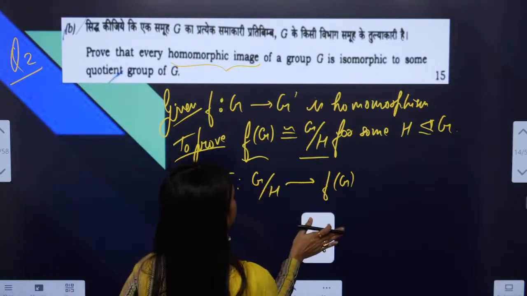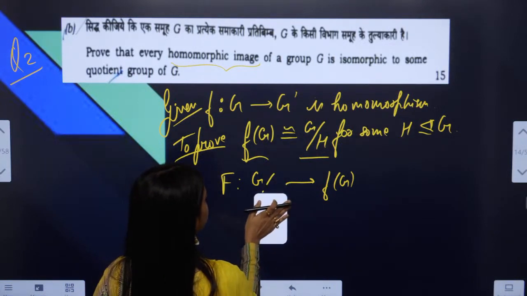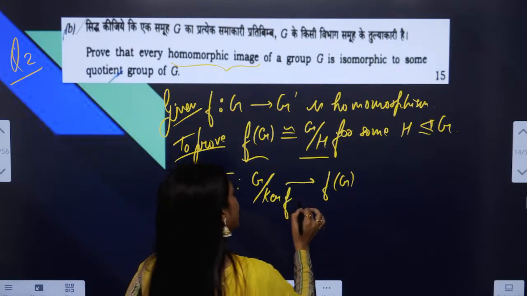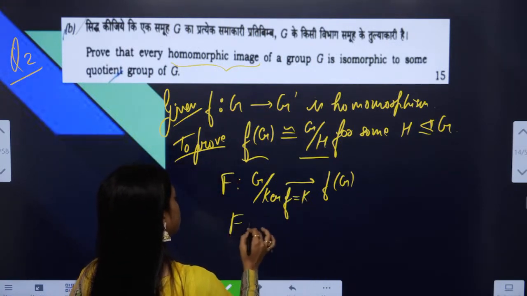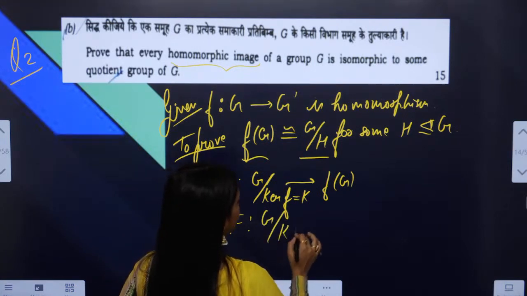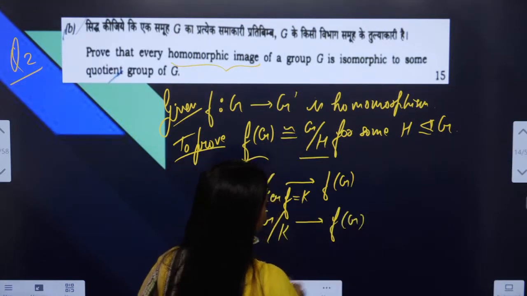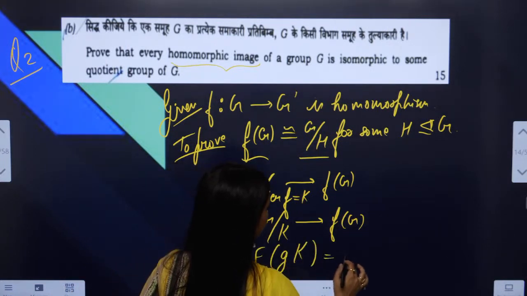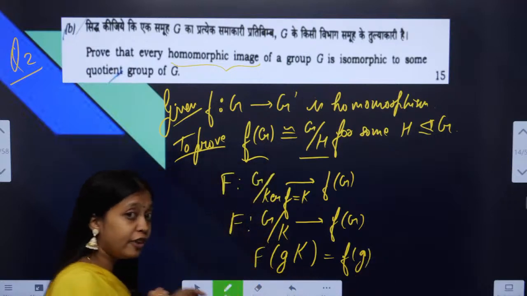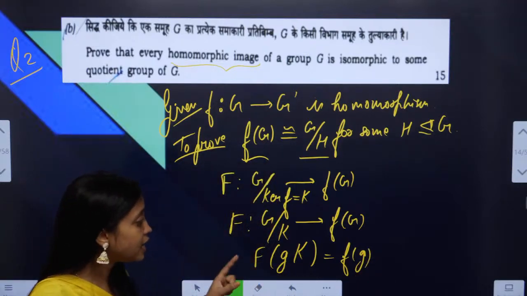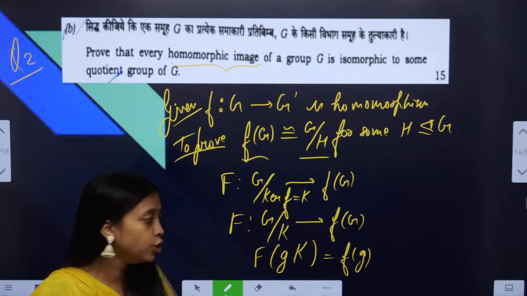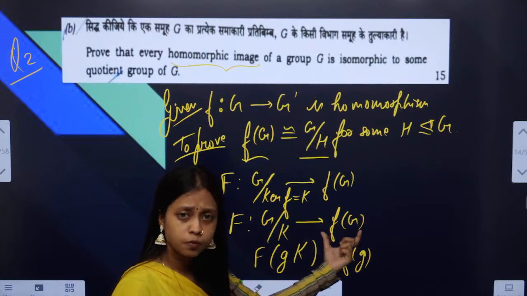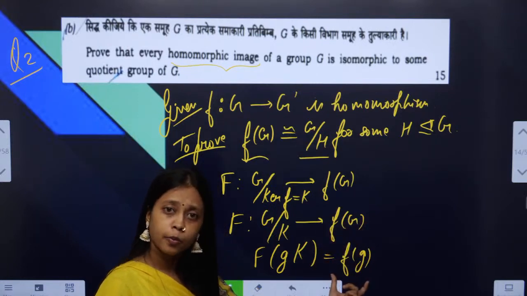So for some H, let that H be the kernel of f. There is no problem in that, and let it be K, so that it is just easy to write. K to f of G, right. Let us define that function as F of gK is equal to f of g. The way I have defined the function, it is onto. You do not have to even do any job for the onto, right, because I have taken all the images in the codomain. So, that part is done, right.